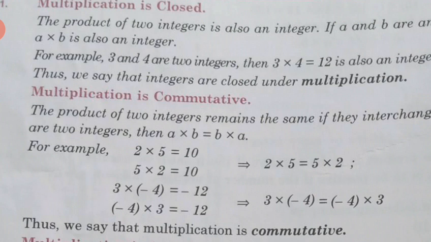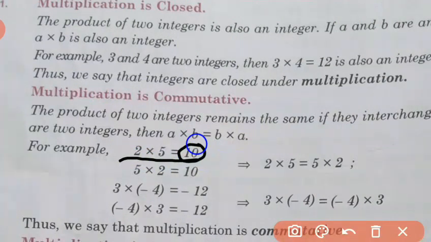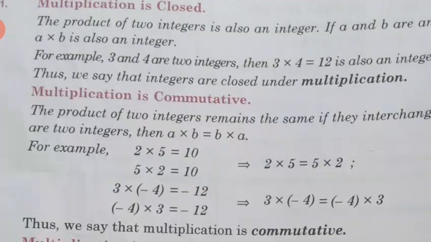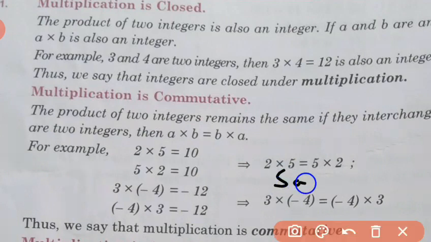So the product of two integers remains the same if they interchange, or if they exchange their places. For example, 2 into 5, 2 5s are 10, and if we write in place of 2, 5 and in place of 5, 2, then also we'll get the same answer 10. So 2 into 5 is equal to 5 into 2. So the product of two integers will be the same if they exchange their places with each other.